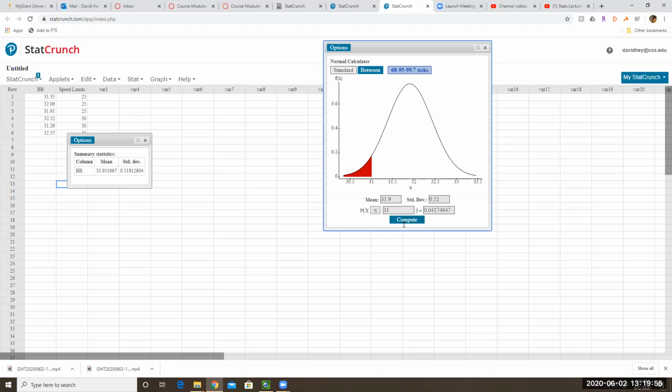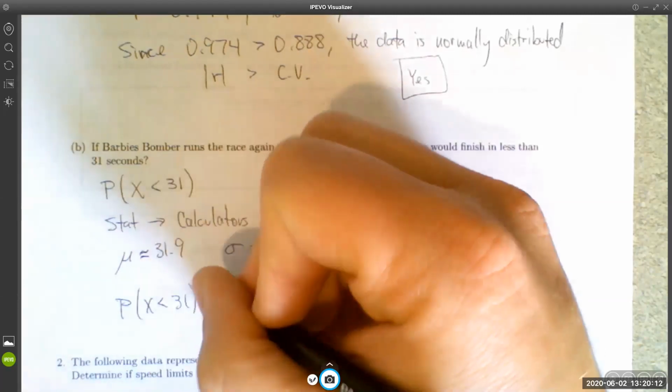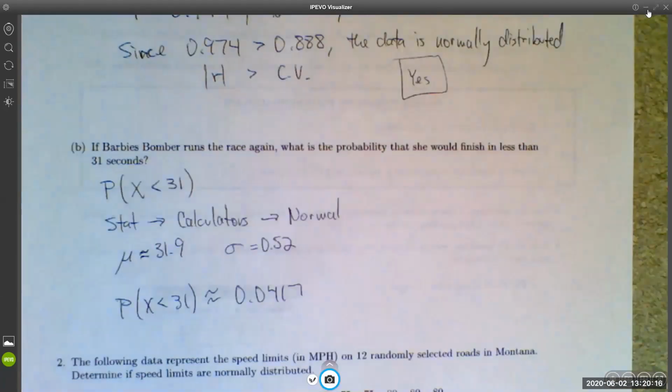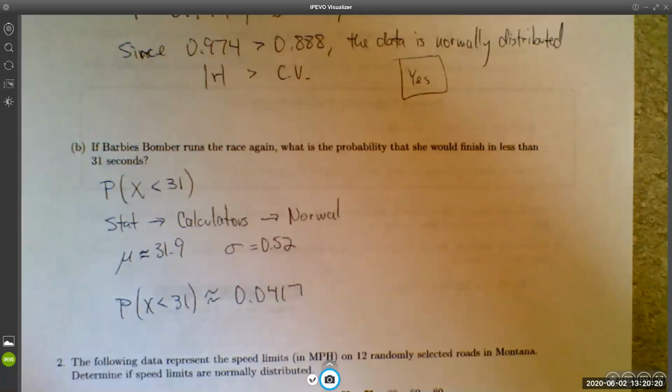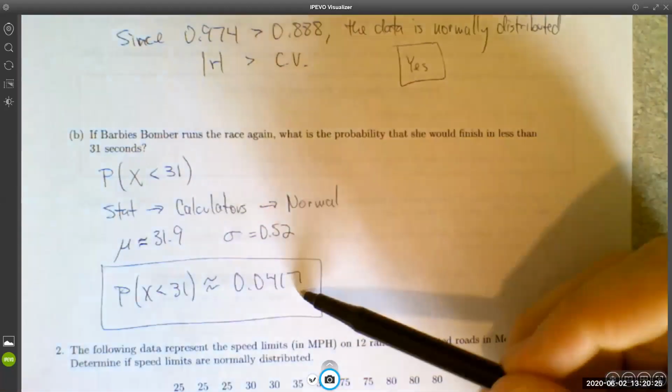Let's see. So there it is, right? 0.0417. Okay. So the probability X is less than 31 is about 0.0417. I think that is what we said, right? 0.0417. Yep. Okay. So that's that one, which is unusual, right?